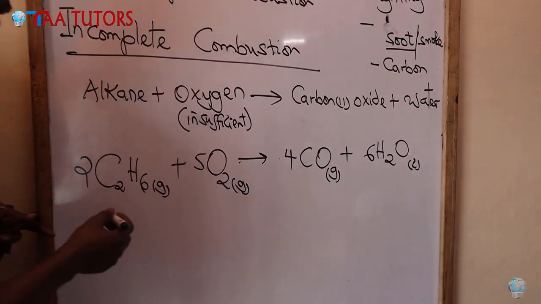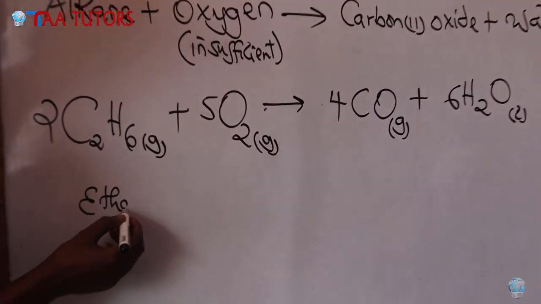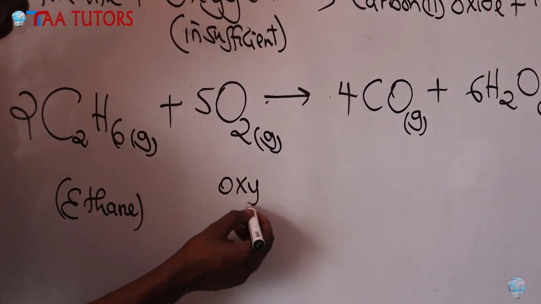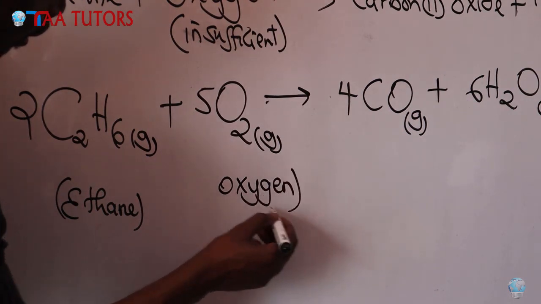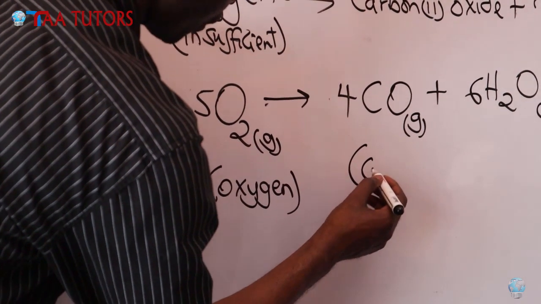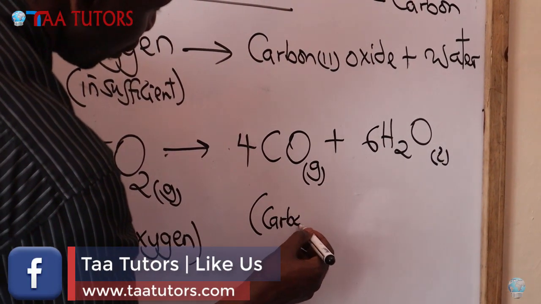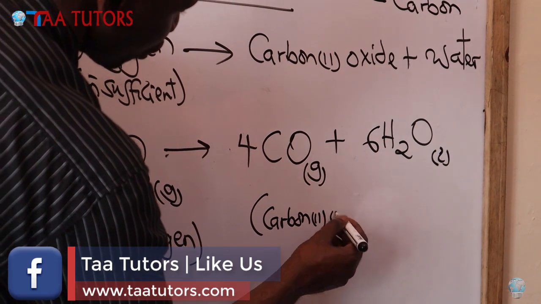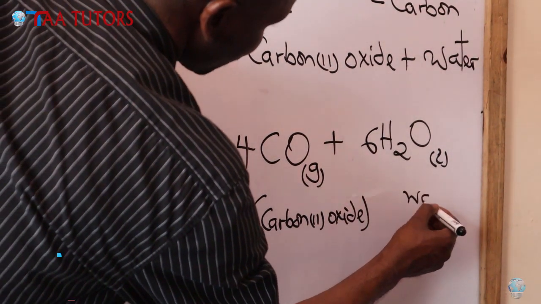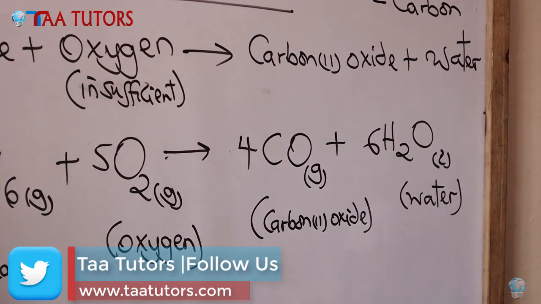Now, we know that some of us like writing word equations. This is ethane here. This is oxygen. But we know that this oxygen is insufficient. That is why we are getting carbon monoxide, or carbon 2 oxide. And then what we are having there is water. So you see what we have here.